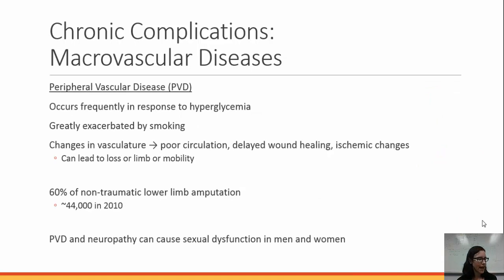Next, we have peripheral vascular disease, which occurs frequently in response to hyperglycemia and is greatly exacerbated by smoking. So basically what happens is, again, we have poor circulation, delayed wound healing, ischemic changes, and this can lead to a loss of a limb or a loss of mobility. And diabetes is actually the cause of 60% of lower limb amputations that aren't from something like a trauma, like a car accident or something. PVD can also cause sexual dysfunction in both men and women.